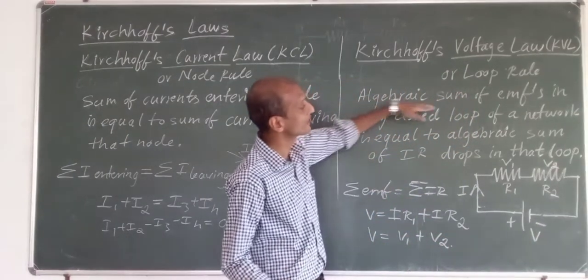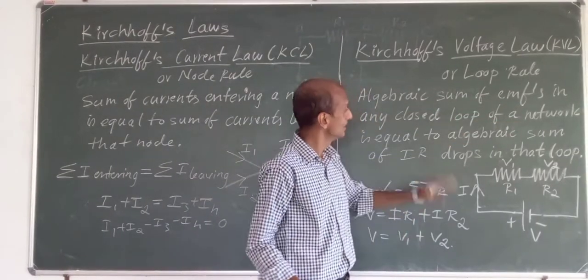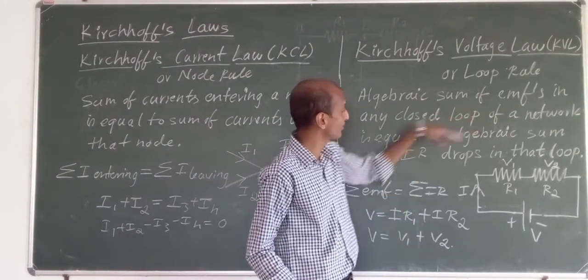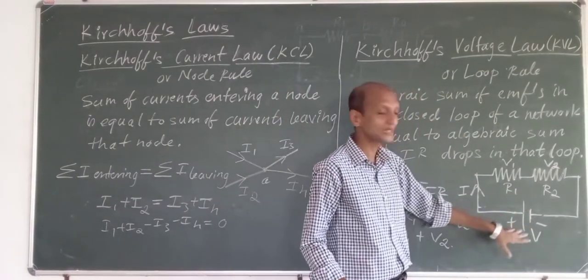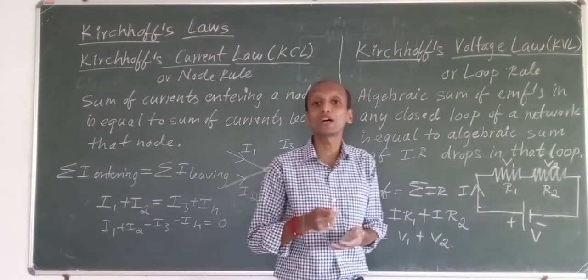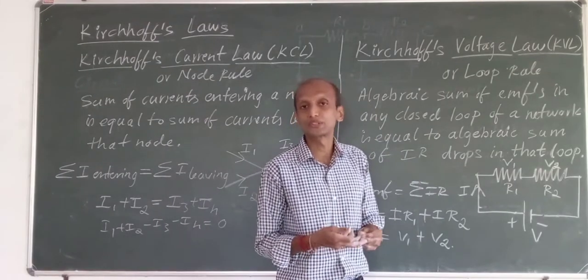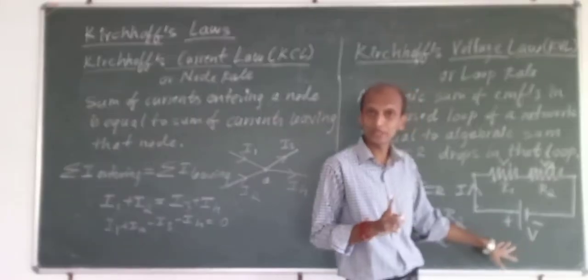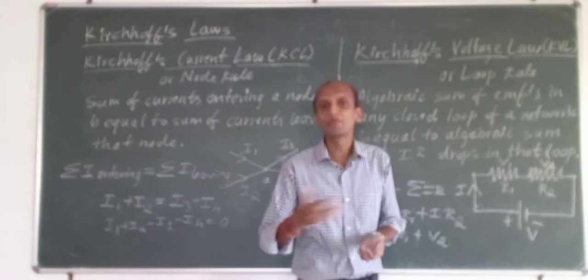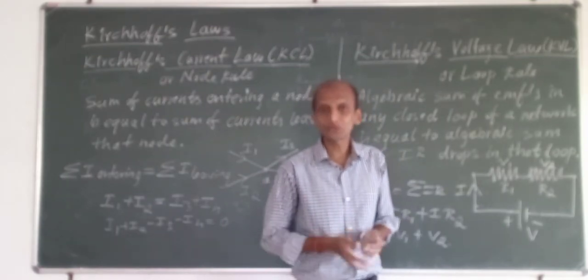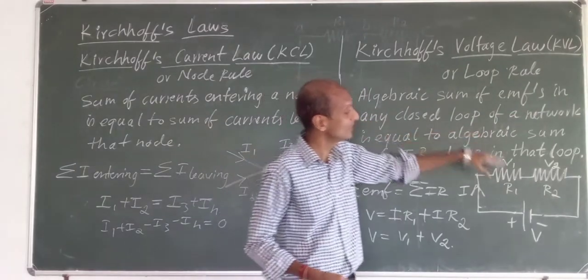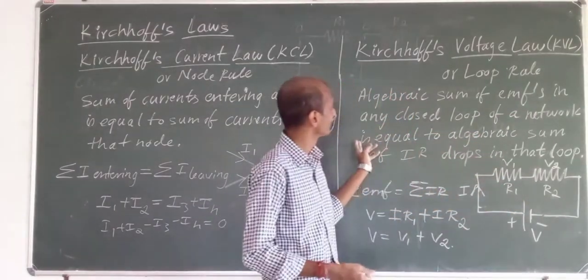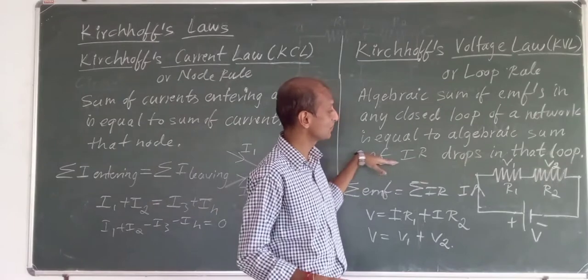So the algebraic sum of EMFs in any closed loop. Okay, so this is a closed loop. The algebraic sum of EMFs refers to the case where we have more voltage sources. Here I have only one voltage source. If we have more than one voltage source, then the algebraic sum of EMFs in any closed network is equal to the algebraic sum of IR drops.